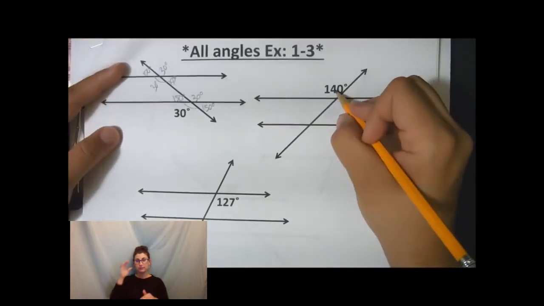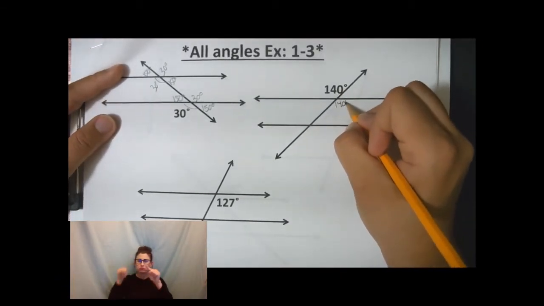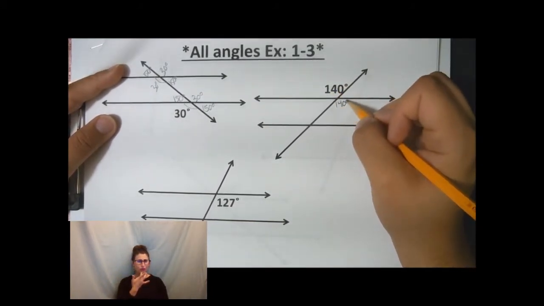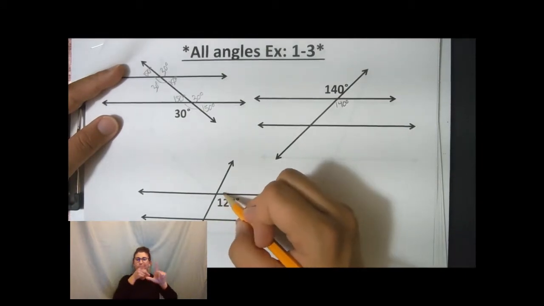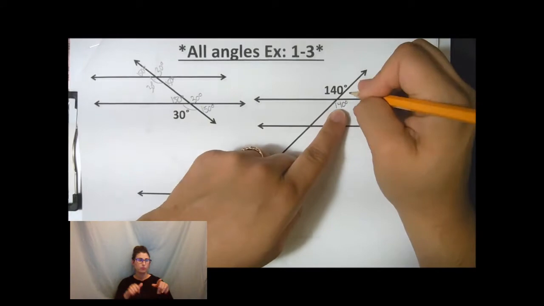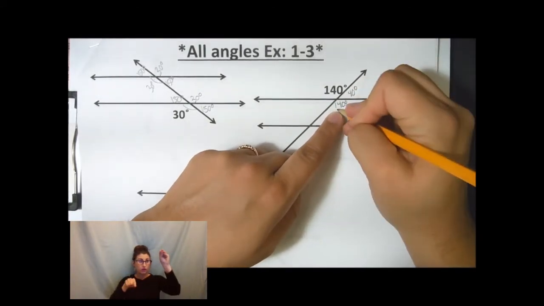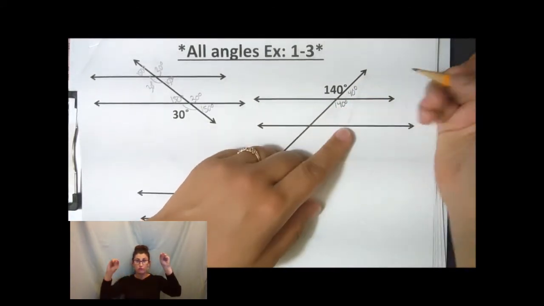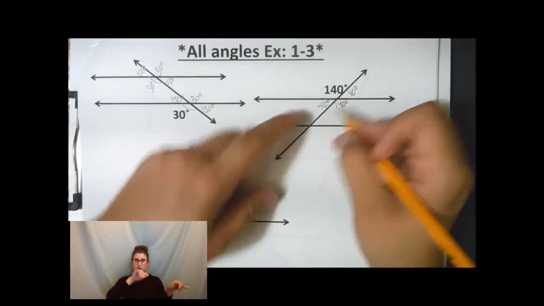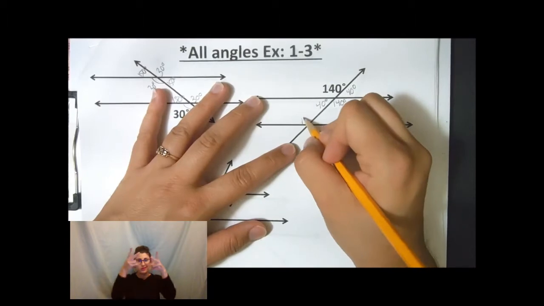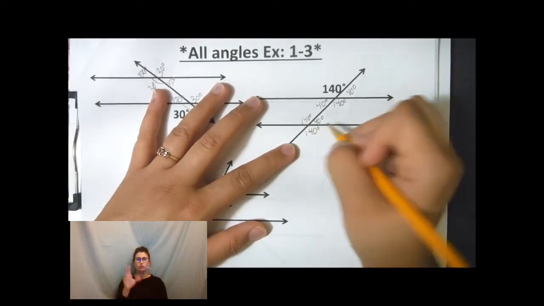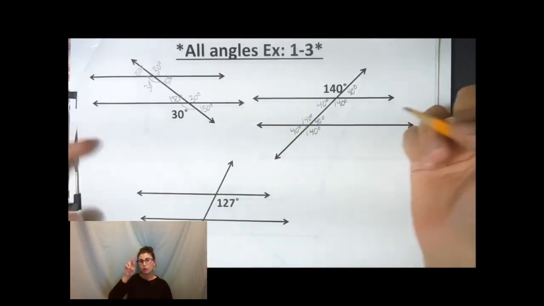Let's look at this one. 140. This should be 140 because of vertical angles. I like to go around wherever that angle is first, and then I think about the bottom part. So here's 140, so that means this is 40, because I know 140 plus 40 equals 180. This should be 40 degrees here. And remember, I just copy the same thing down here because of vertical angles. Sorry, because of corresponding angles.